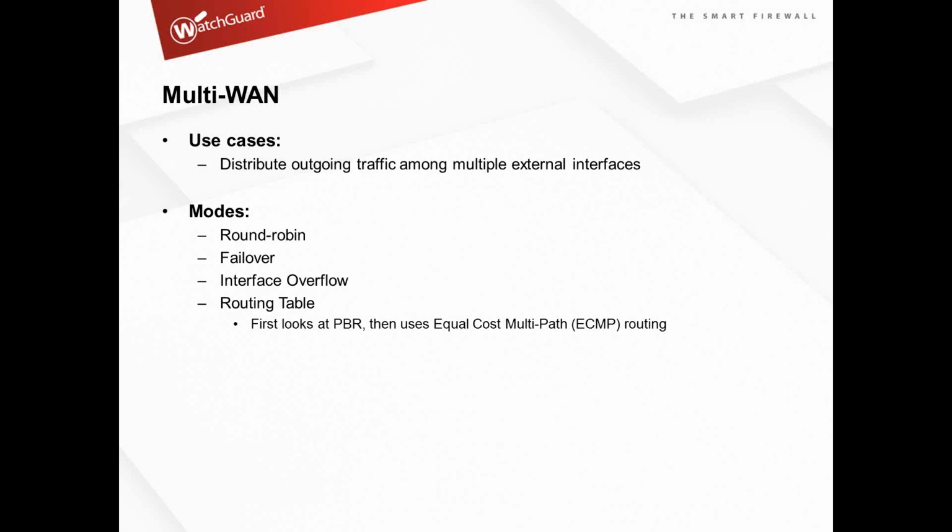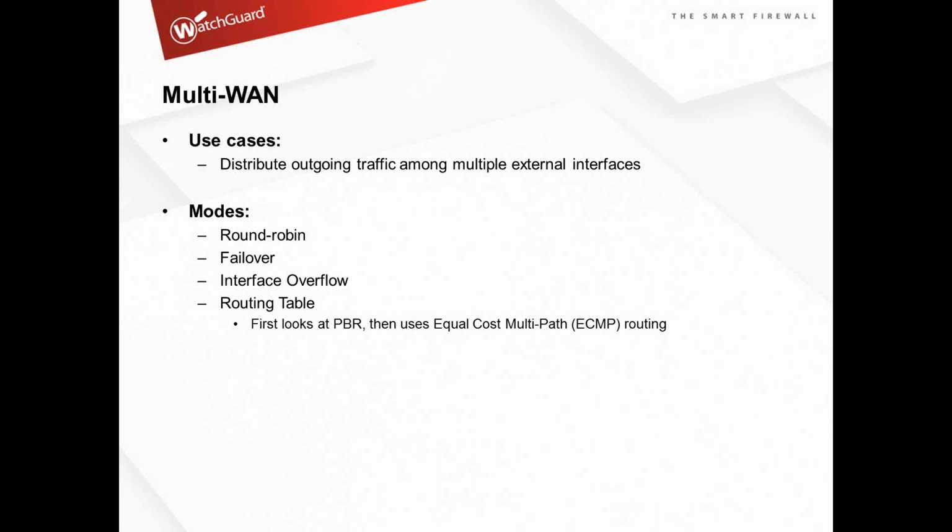So again, as we look at multi-WAN, some of the use cases might be to distribute outbound traffic among multiple external interfaces. We can look at several modes, and we'll transition in a little bit from slides into the actual XTM environment and look at how we can configure those options for you. So with multi-WAN, we have a few different modes. We have round robin, failover, interface overflow, and then a routing table.